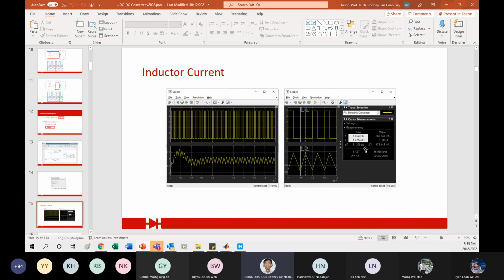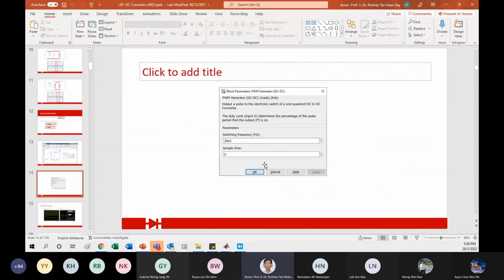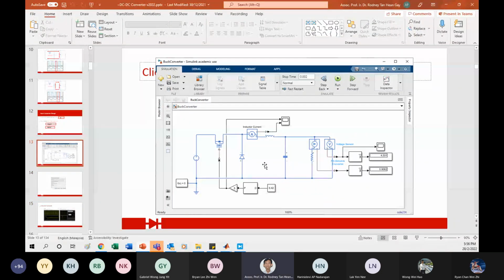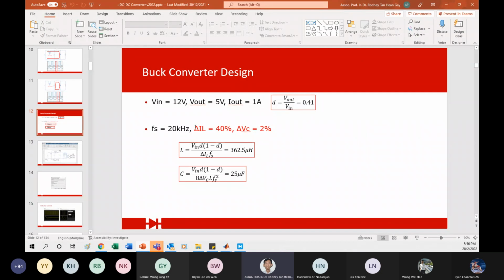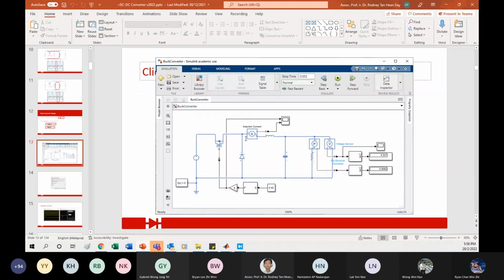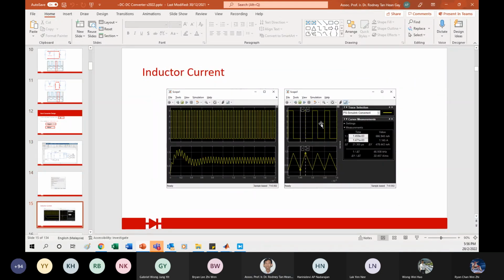So you can see the Y here is around 470 milliamp. So the 2 point here. So you go back to the equation, you can see the delta IL will be 40%. So delta IL 40%, it's actually 0.47.